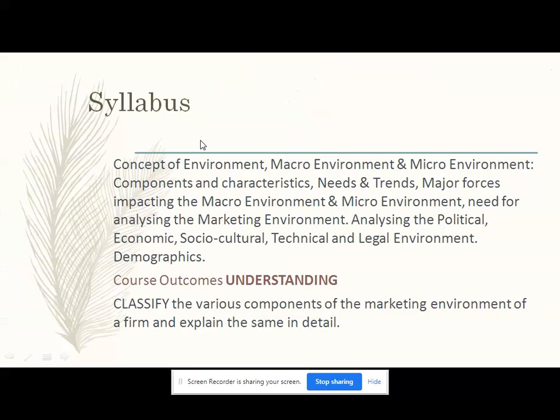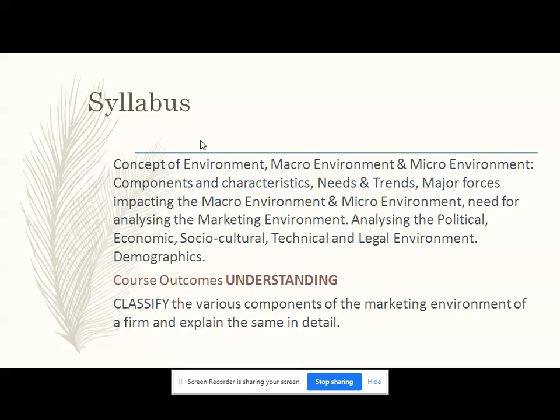The syllabus for this unit number 2 is the concept of marketing environment. Then we will see macro environment and micro environment, and the difference between micro and macro environment. Then various components and characteristics of environment, need and trends in environment, major forces impacting the macro environment and micro environment as well, the need for analyzing the marketing environment, and analyzing the political, economical, socio-cultural, technical, legal environment with demographics also. The course outcome is understanding.